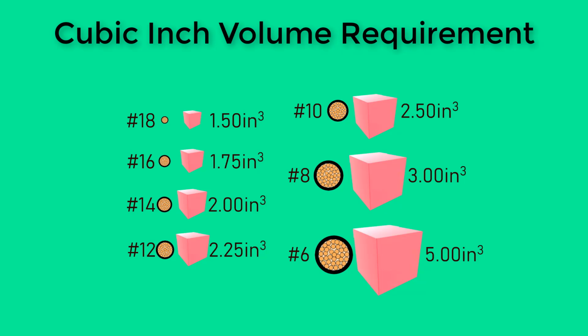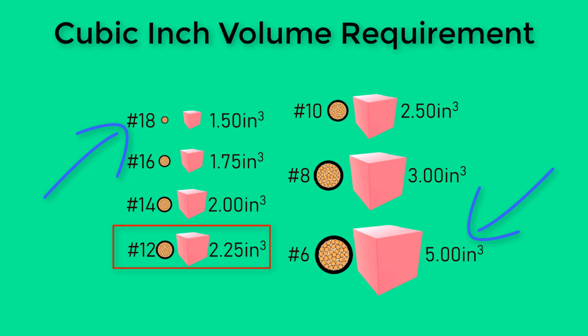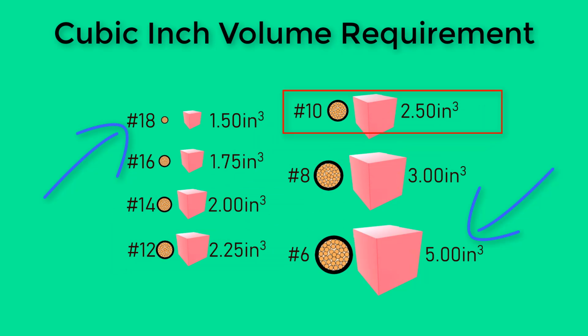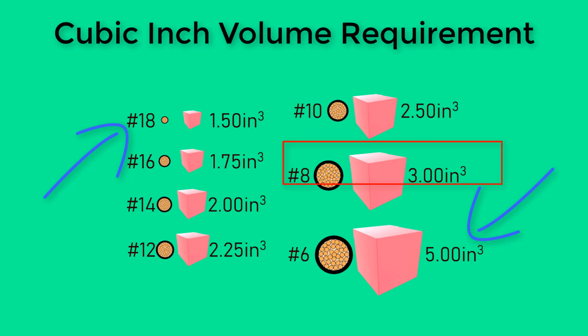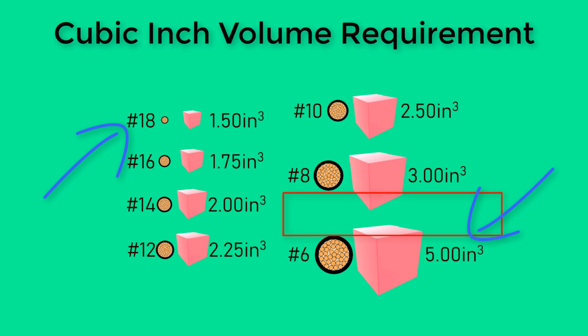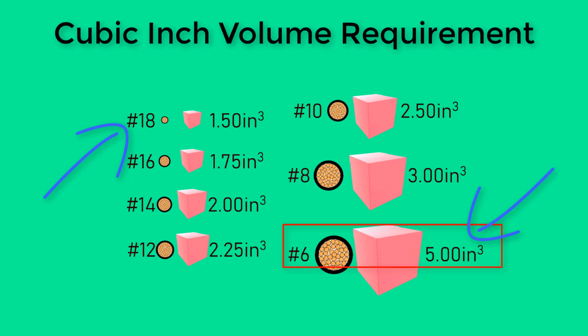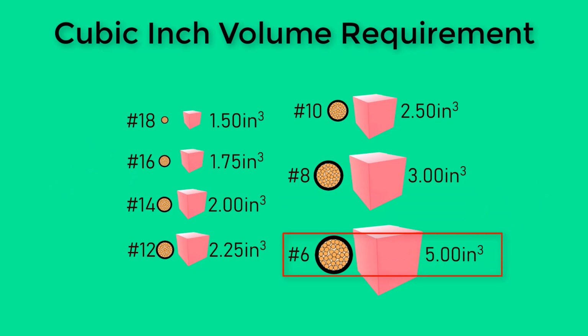Let's examine the cubic inch box fill code requirements for conductors 18 through 6. As seen here, the cubic inch requirements increase as the conductor increases in size. For example, notice that an 18 conductor requires 1.5 cubic inches of volume while a number 6 conductor requires 5 cubic inches of volume. These volumes are for proper heat dissipation for conductors in a box.